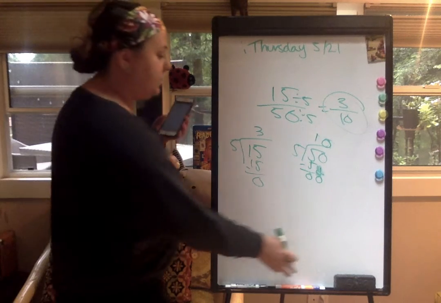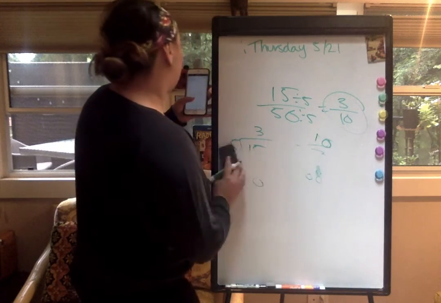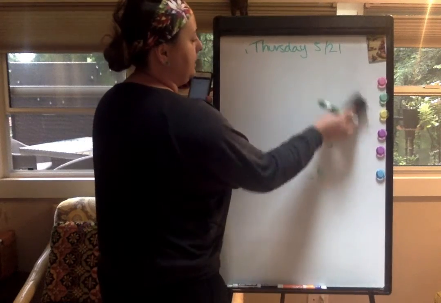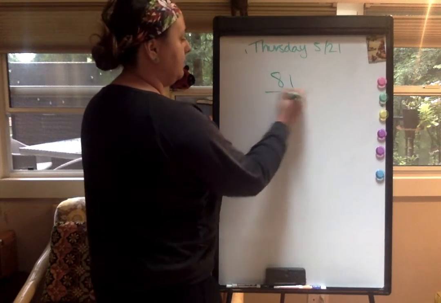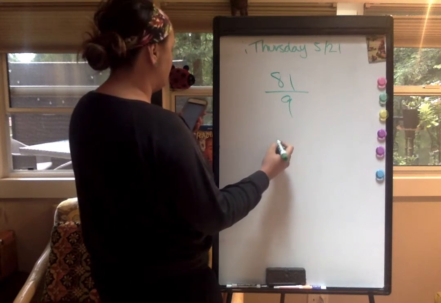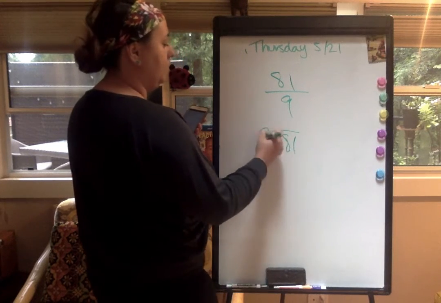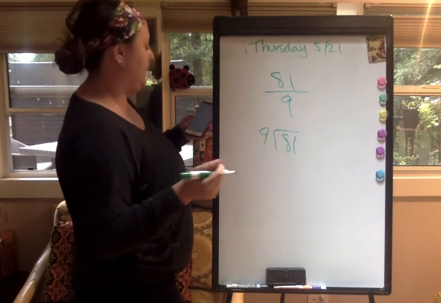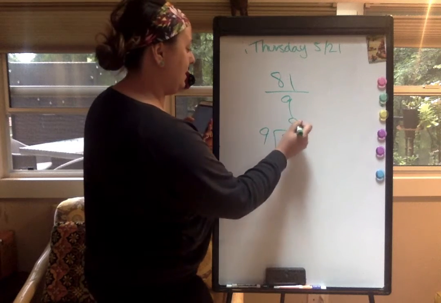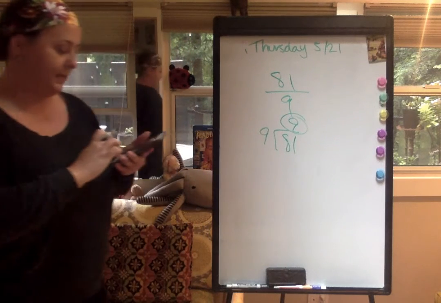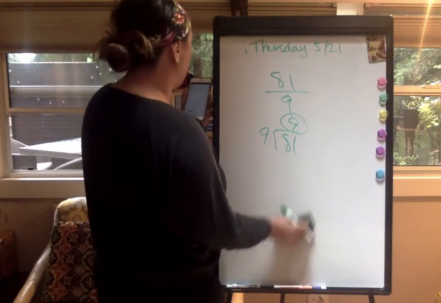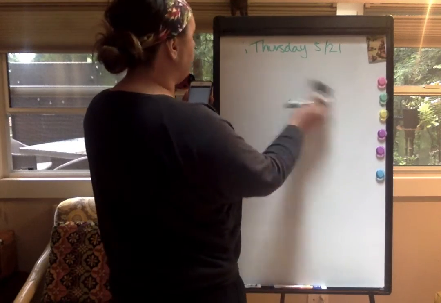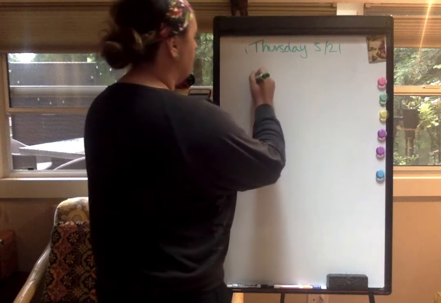What is the quotient of 81 ninths? 81 ninths. Remember, fraction bars just mean division. So 9 goes into 81 how many times? 9 times. Easy peasy. What is the quotient, the division, of 4/7 and 2/3?